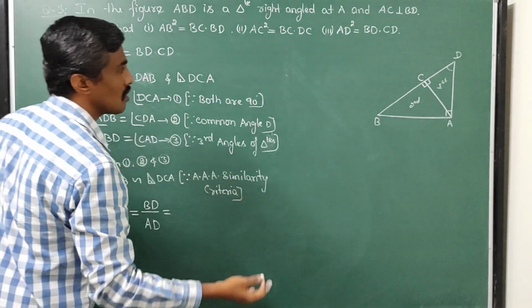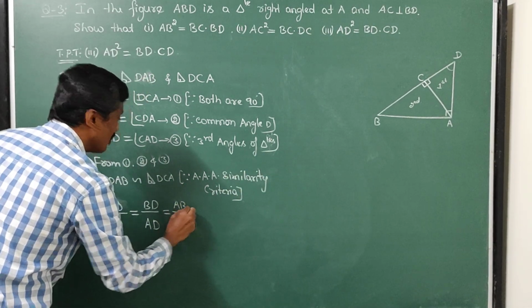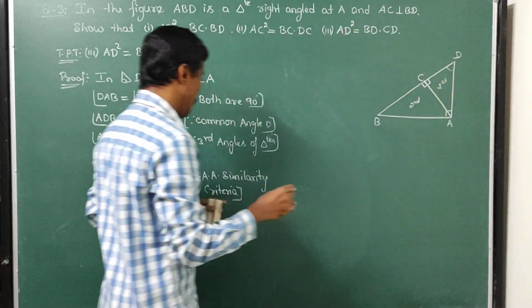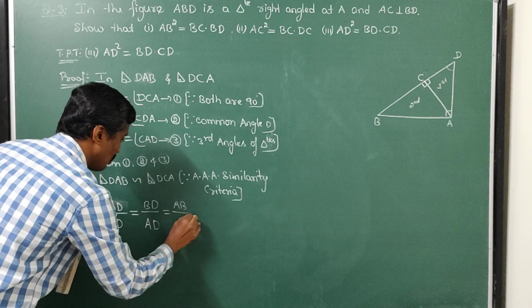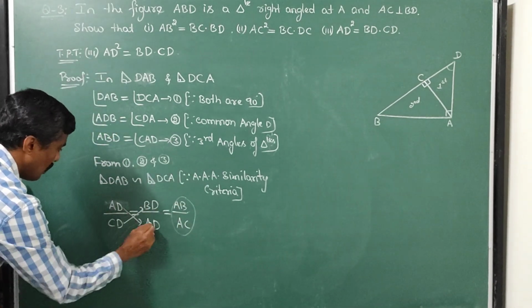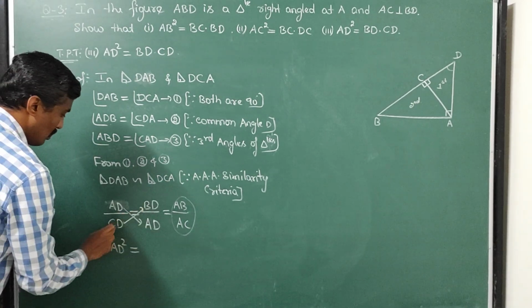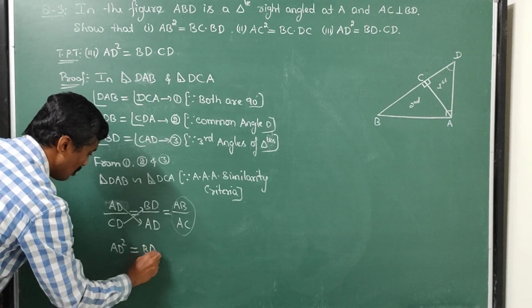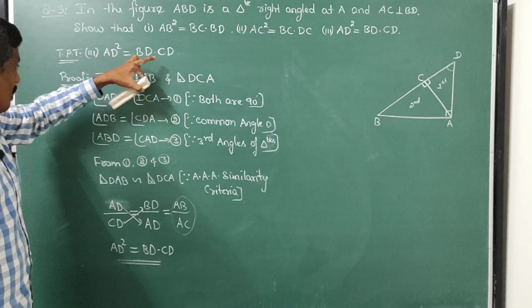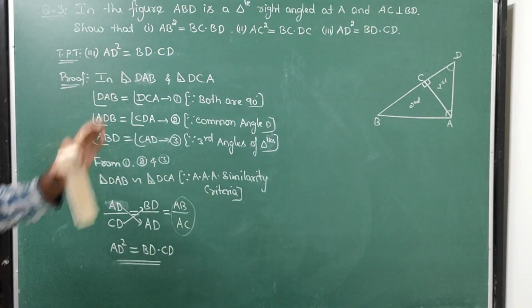So let me write one more side that is left, AB is left out in the original triangle. In the second part, AC is left out, so we don't want this. Cross multiply: AD into AD, so that is AD square is equal to BD into CD. AD square is equal to BD into CD. So it completes all 3 points.